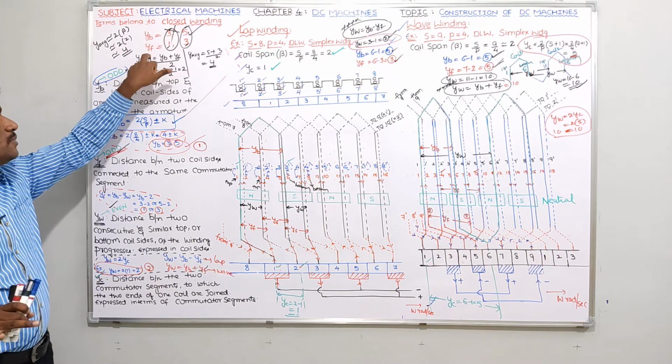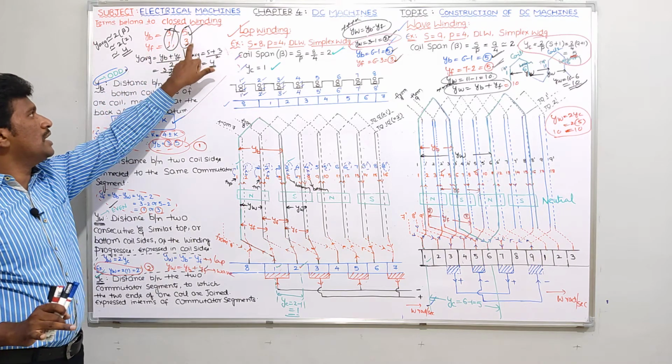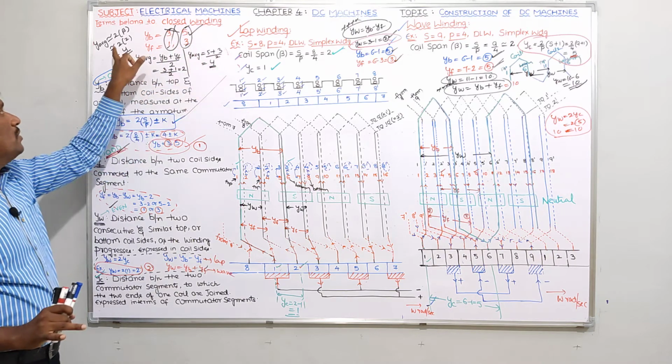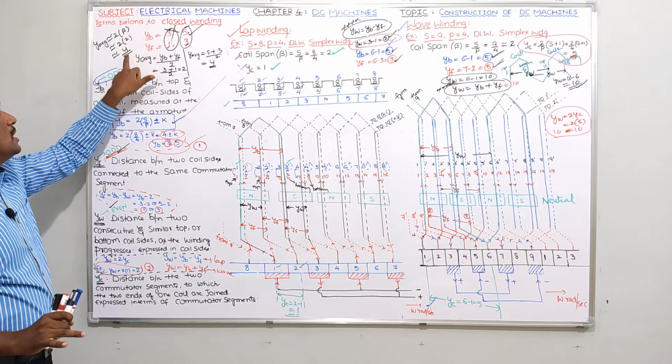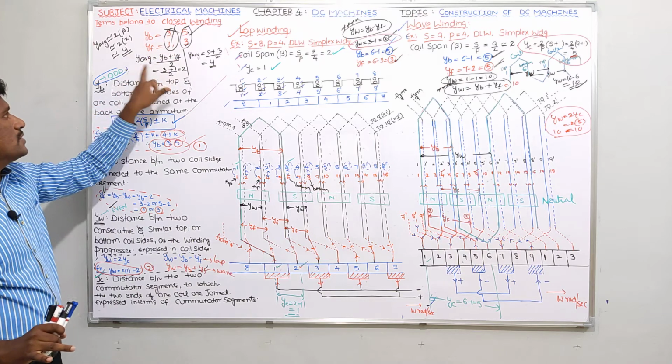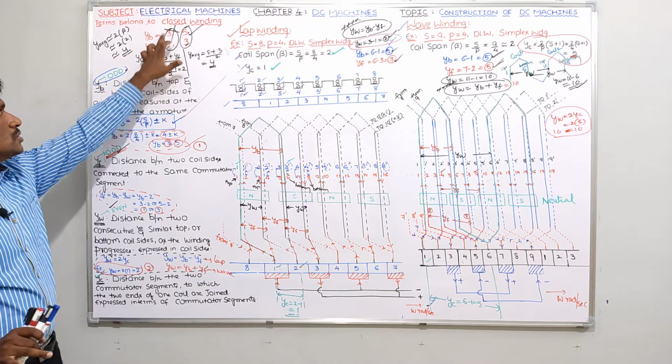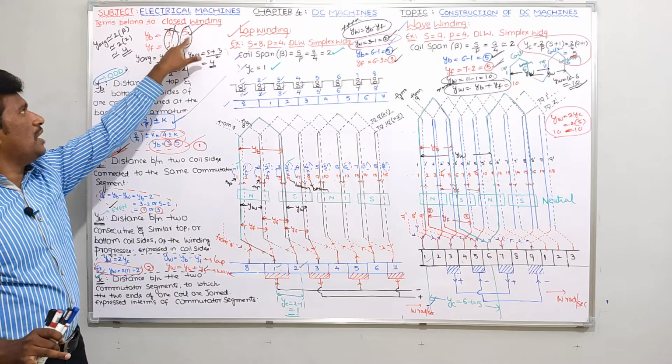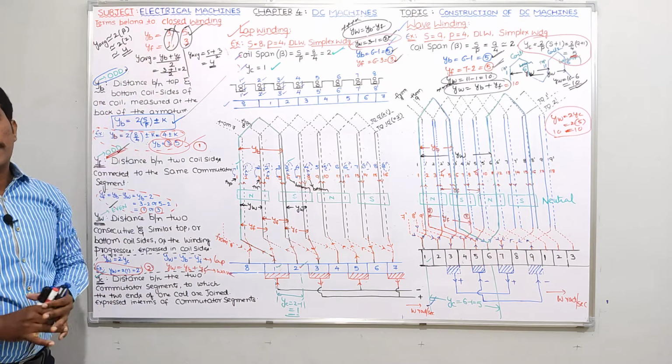YB, YF values. In this example, this 5, 3. If you take Y average, you are getting 4. That will be approximately 2 times of coil span. Yes, you are getting 4 here. Whereas if you take 3 comma 1, you are getting Y average only 2. It is not equal to 4. So 3 comma 1 is not correct. YB should be 5, YF should be 3 for this data.